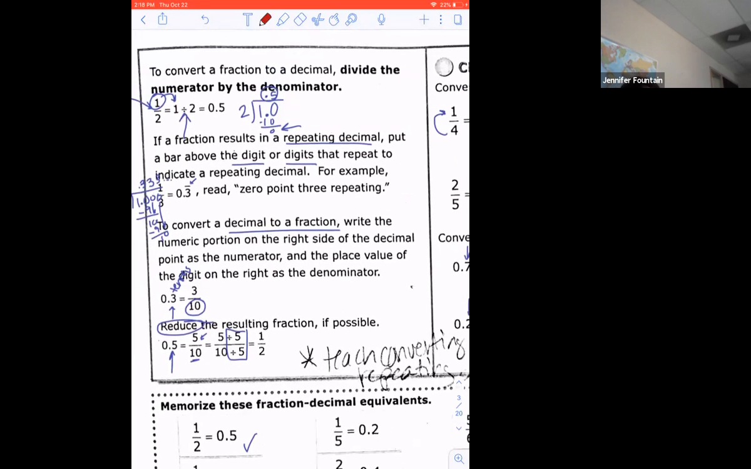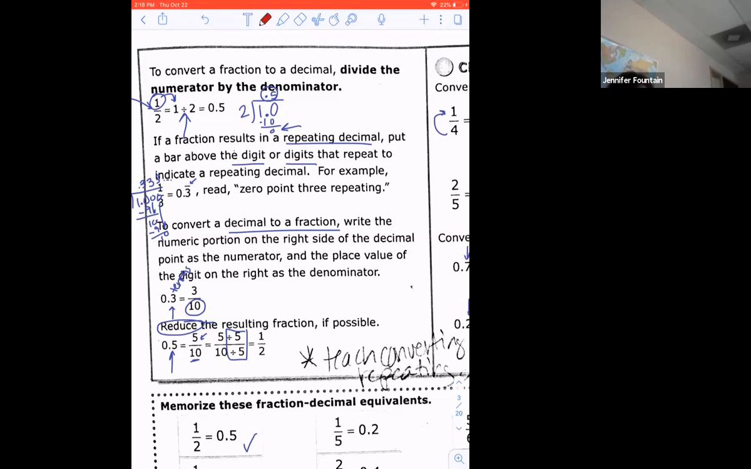Very good. So at the very top of the page, it says to convert a fraction to a decimal, divide the numerator by the denominator. And then it says to convert a decimal to a fraction, write the numeric portion on the right of the decimal as the numerator, and use the place value of the digit furthest on the right as the denominator.